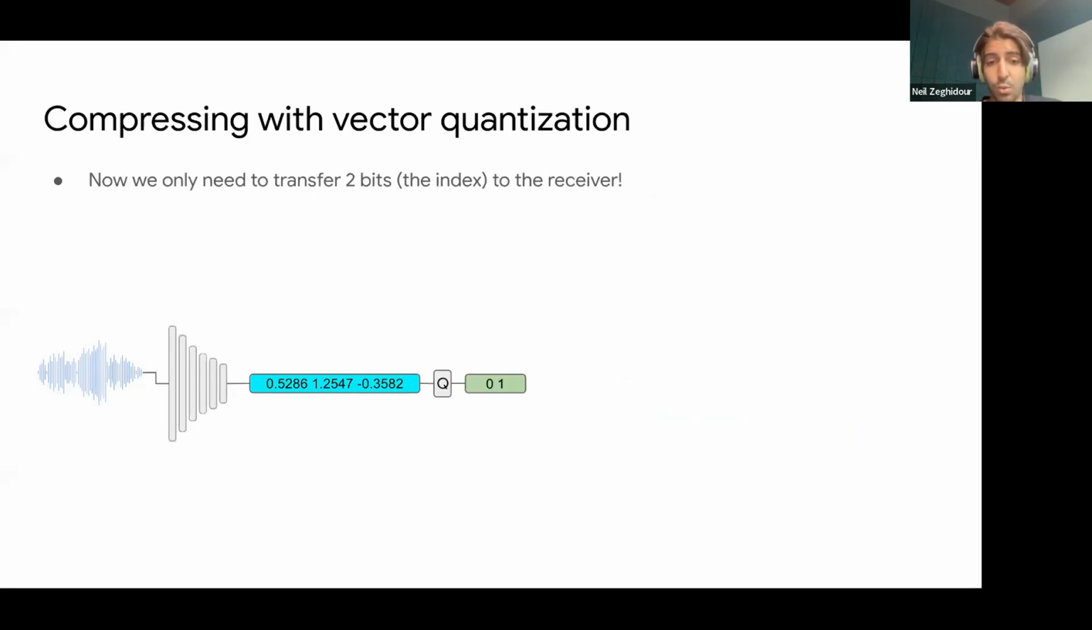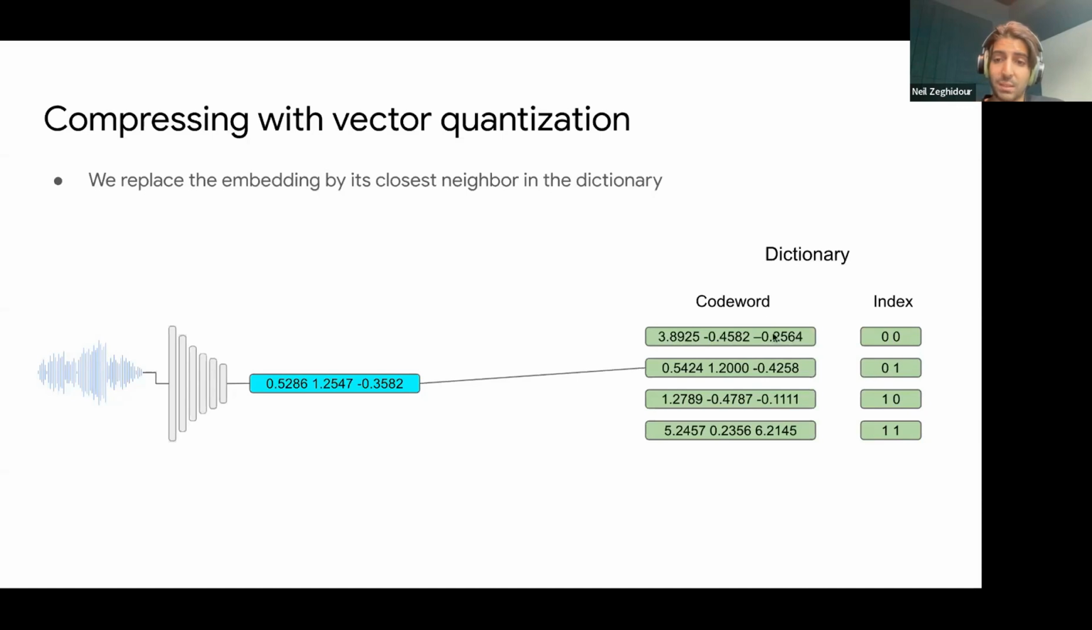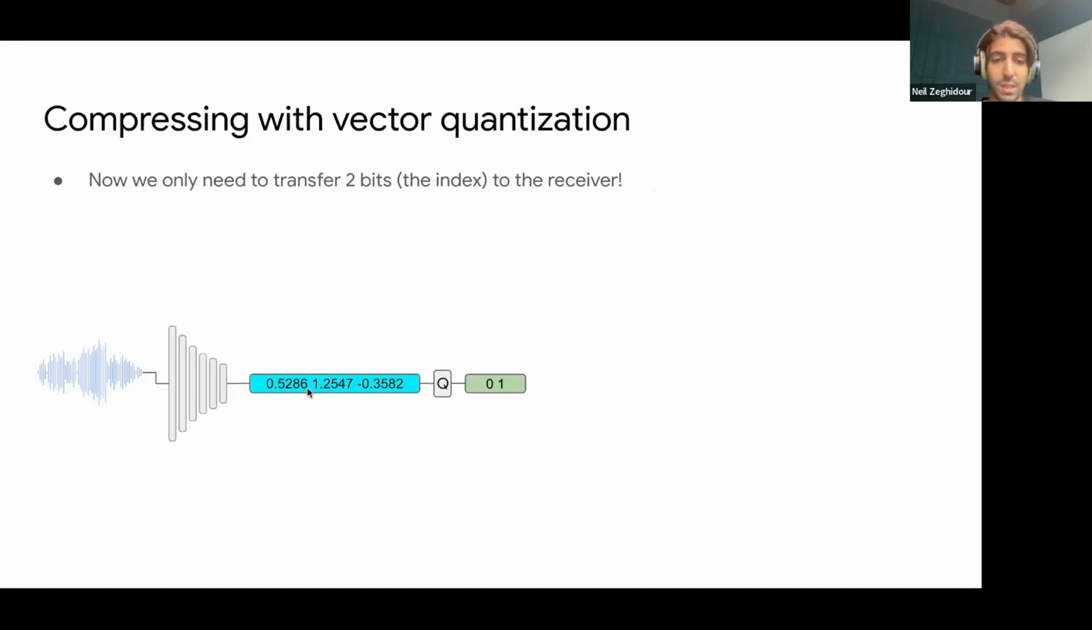The reason why you do so is that you can see that to each code word in the dictionary, we associated an index, right? In that case, it's coded on 2 bits. So since the receiver also possesses the same dictionary, instead of transmitting this long embedding with 3 floats, I can just transmit 2 bits, which say which code word the receiver should use to represent the input embedding.